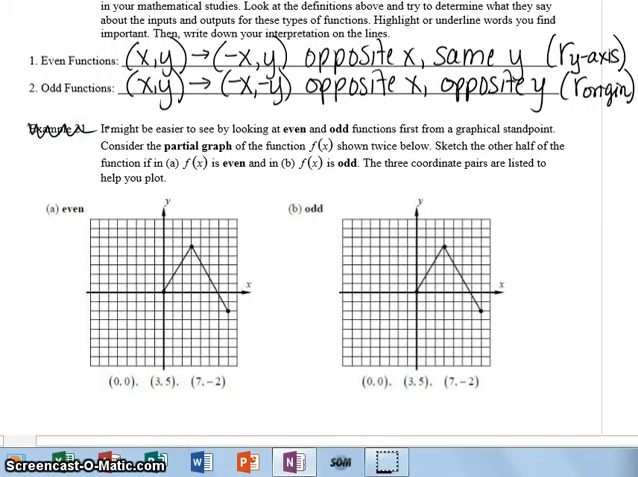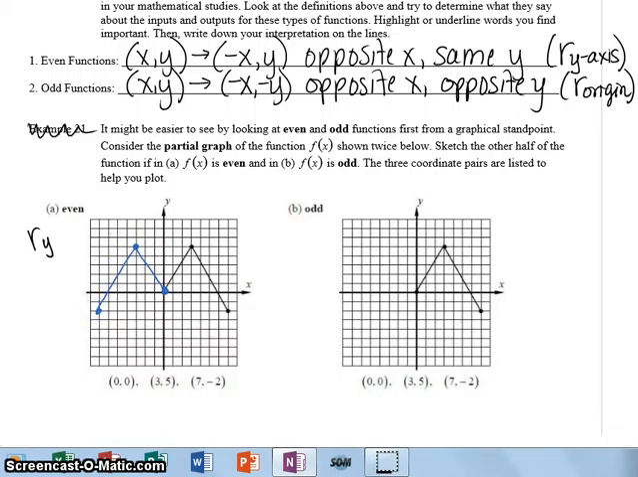It might be easier by looking at even and odd functions from a graphical standpoint. Consider the partial graph of the function f of x shown twice below. Sketch the other half of the function if it is even and if it is odd. So you have to memorize, guys, an even function is a reflection over the y. So literally, how would you reflect this graph over the y? Okay, this one's on the line of reflection, so it stays there. This one is 3 to the right, so you go 3 to the left. Okay, there's that part of the graph. This one is 1, 2, 3, 4, 5, 6, 7 to the right, so you're going to go 7 to the left. And there's your graph right there.